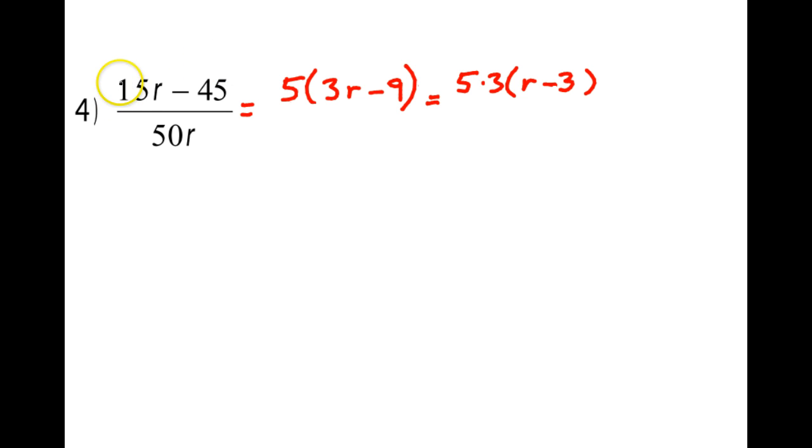So if we would have taken out a 15 from the beginning, we would have had 15 times r minus 3. I'm just showing you that if you happen to factor out and notice that what's left over can still be factored, you don't have to really erase and start over. Just factor again.